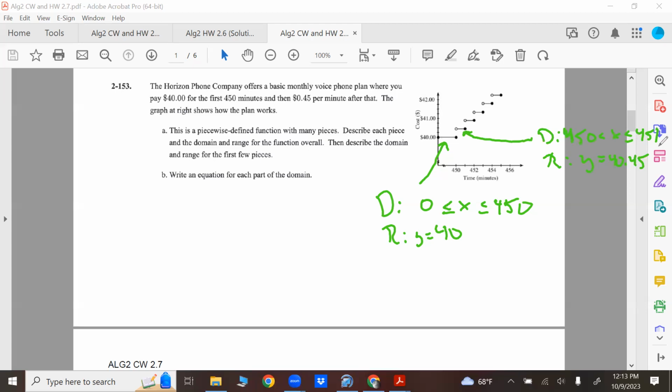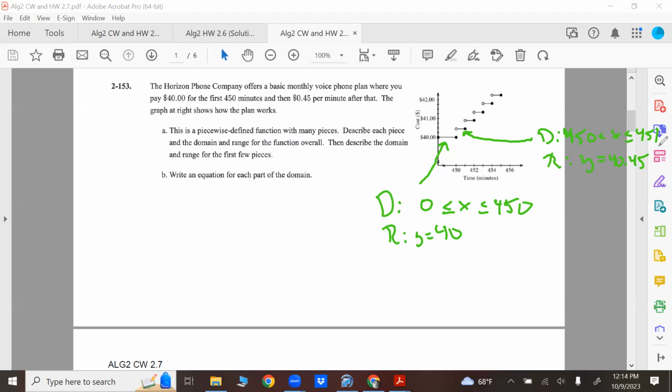We're not going to do the rest of those 4 segments because that just takes a while. But you get the idea, right? Every piece has its own domain, its own condition, like x is greater than or less than whatever, just like on the previous question. And it also has its own value of what y equals. Y equals 40 for the first one, y equals 40.45 for the next one, 40.9 for the third one, and so forth. What would the one after that be? 41.35, and so forth.